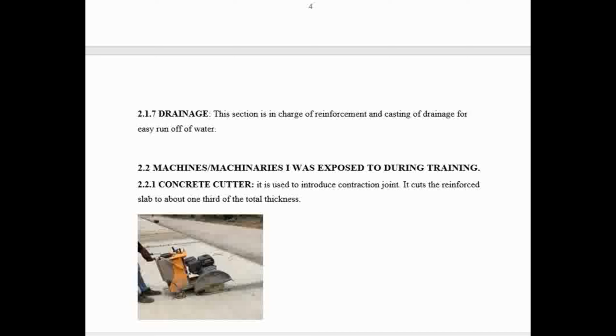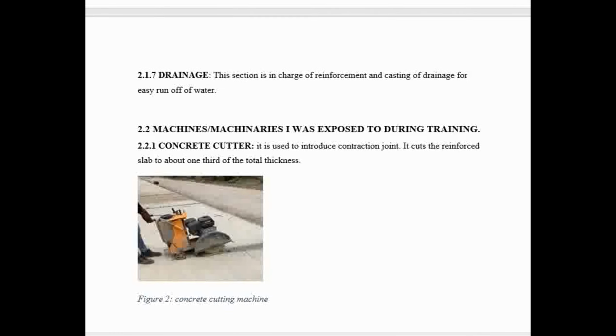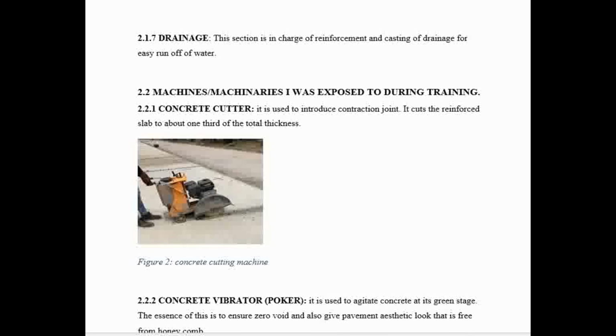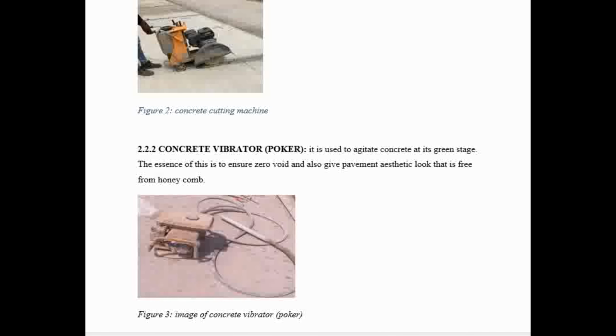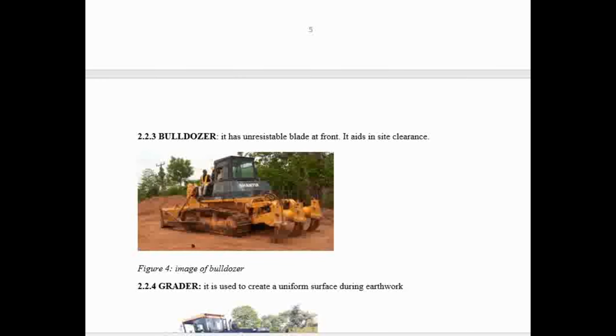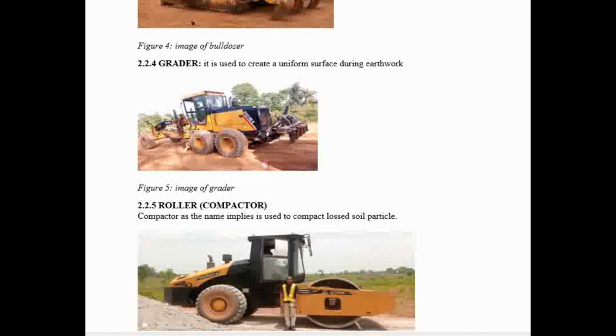And don't forget, like I've told you earlier, take as many pictures as possible, because the pictures will help you even in your PowerPoint presentation. You know that sort of presentation, the pictures they're going to present must show where you're doing the work in the site or in your place of attachment where you're engaging in one or two activities. So we have the cutting machine, we have the concrete vibrator. So these are the machines, machineries, equipment that I was exposed to during my training.